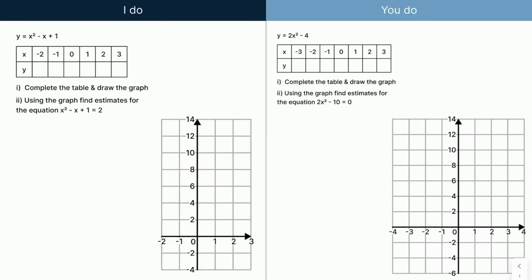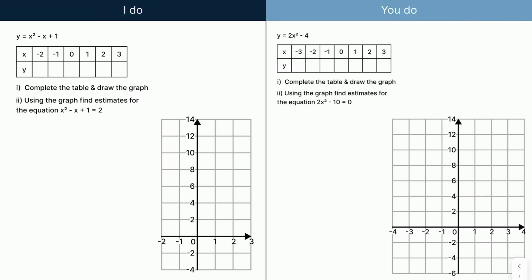Drawing quadratic graphs is what we're going to look at in this video. Now, the way my videos work, I'm going to do the example on the left, which is "I do". You are then going to press pause and have a go at the example on the right, which is "you do". I have linked a comment down below with the slides for this, so if you want to print them off and follow along, feel free to do so.